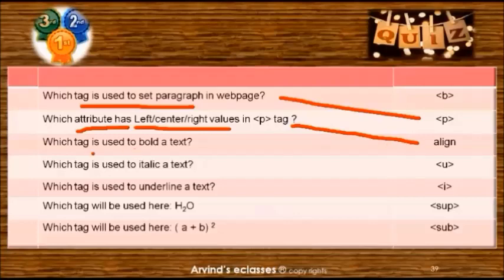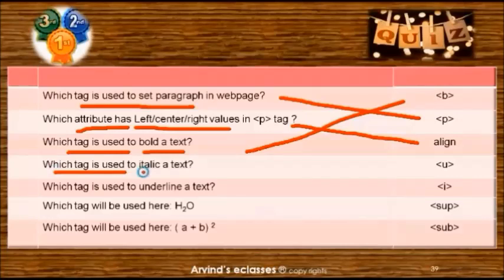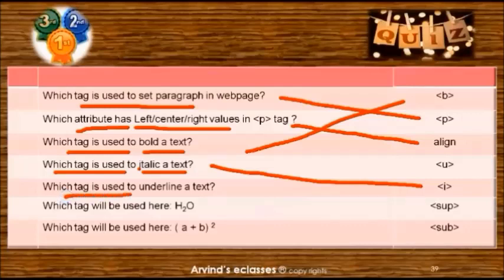Very good. Next one is, which tag is used to bold your text, as we do in MS Word? Yeah, you are right. B for bold. Good. We use this bold tag. Next one is, which tag is used to italicize your text? Italic means I. So we use the I tag. Very good. Next one is, which tag is used to underline a text? Underline means U. So yeah, very good. We use the U tag. Very good.